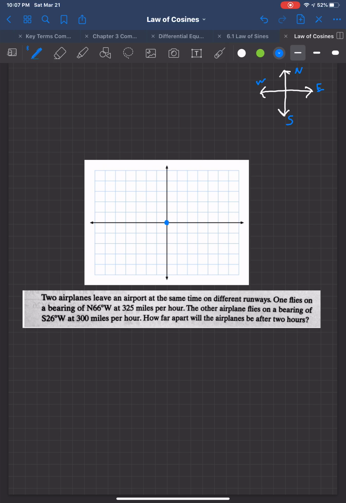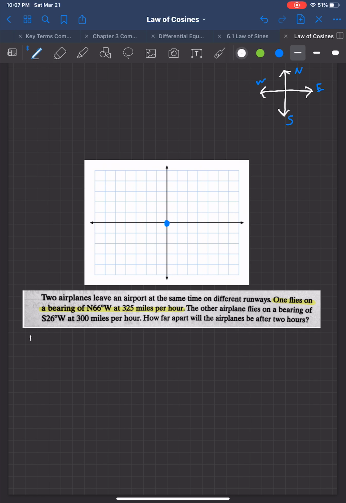So we can think of it as both airplanes originated here at the origin, but during takeoff they're going different directions, different runways, because they're going different directions. All right, now one of these airplanes flies on a bearing of north 66 degrees west at 325 miles per hour. So as of right now, I want to make sure that we understand what this means.